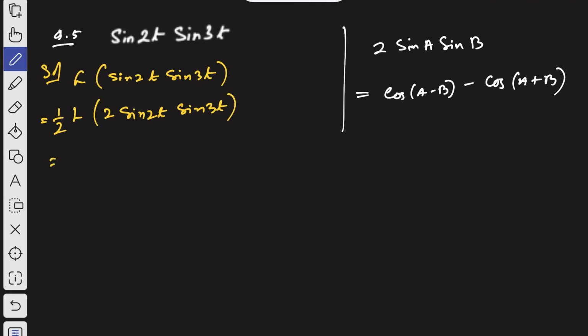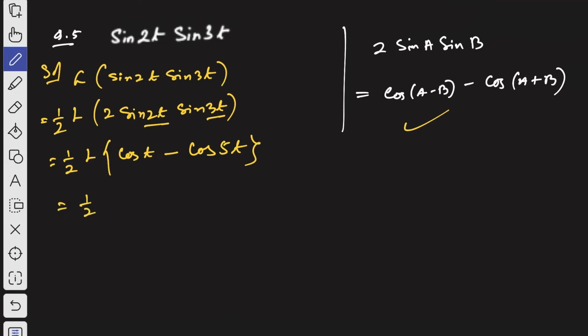Then what you will get, according to this identity, half Laplace transformation of, so here you will get cos a minus b, which means 2t minus 3t, that's going to be minus t, and cos of minus theta, we know cos of minus theta is cos theta, right? So directly we can write cos t instead of minus t, then minus cos a plus b. Here a is 2t, b is 3t, so that's going to be 5t, right? That's what we will get.